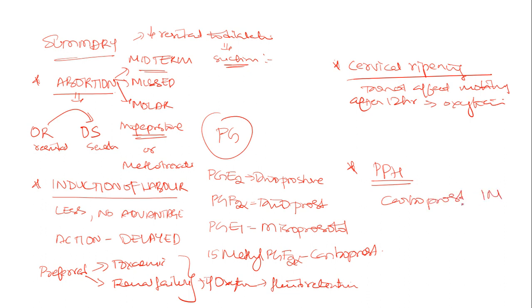Coming to the postpartum hemorrhage, you can use carboprost IM in case the patient is unresponsive to oxytocin as well as ergometrine. In such case, you can go for prostaglandin to control postpartum hemorrhage due to uterine atony.